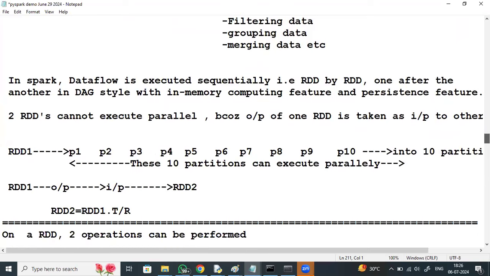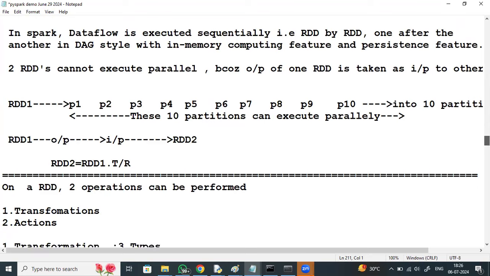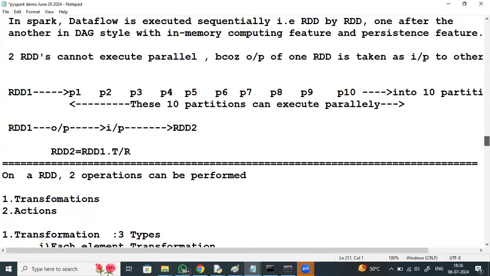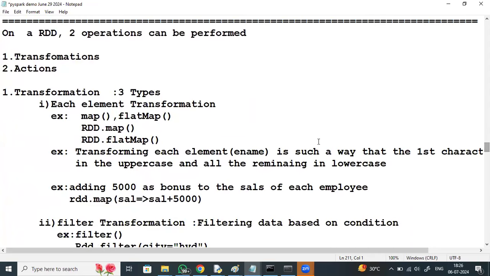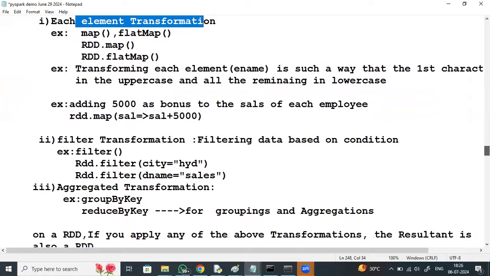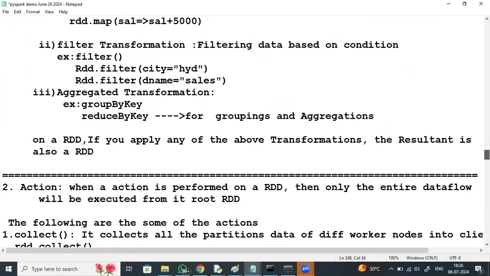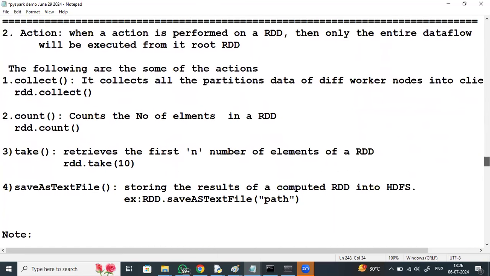Two RDDs can never execute parallelly. The RDD's partitions are going to get executed parallelly. The output will be collected by the next one. On RDD, there are two operations: transformations and actions. Transformations are mainly three types: element-wise transformation, filter transformation, and aggregated transformations. Any transformation you apply on this RDD, the result is also an RDD. If you apply actions, you will get Python objects.